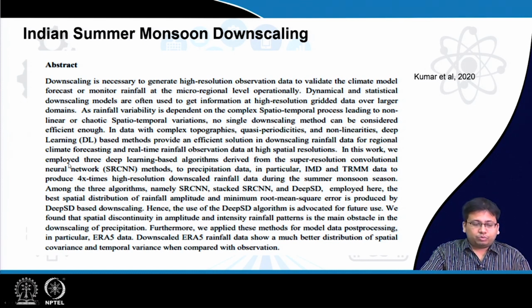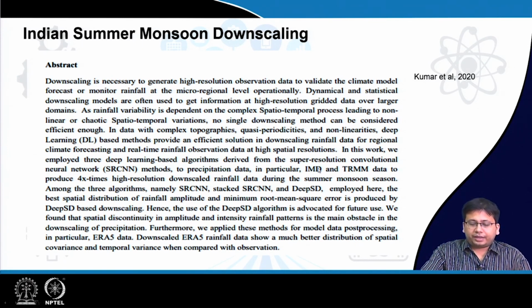In this work, we employed 3 deep learning based algorithms derived from the super resolution convolutional neural network, which is also known as SRCNN, to precipitation data, in particular IMD and TRMM data, to produce 4 times high resolution downscaled rainfall data during the summer monsoon period.